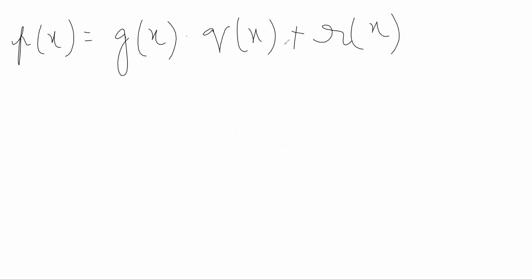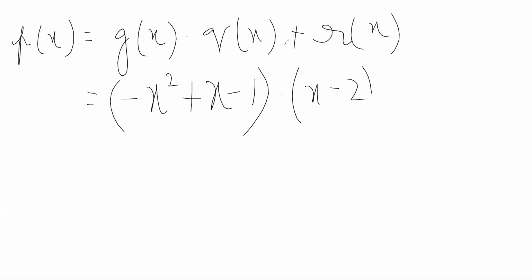After writing the division algorithm, you know the p of x, but don't take p of x right now. You substitute g of x first. So what is the rearranged g of x? Minus x square plus x minus 1 into what is q of x? Q of x is the quotient after dividing this problem. It is x minus 2. And then the remainder is plus 3.